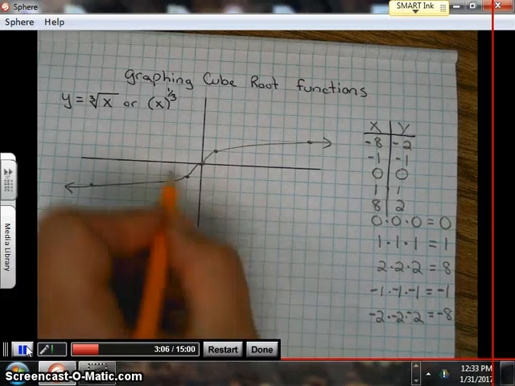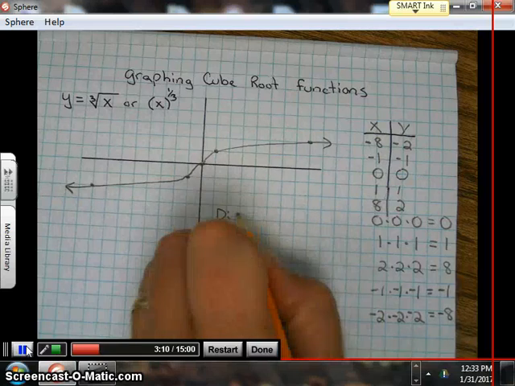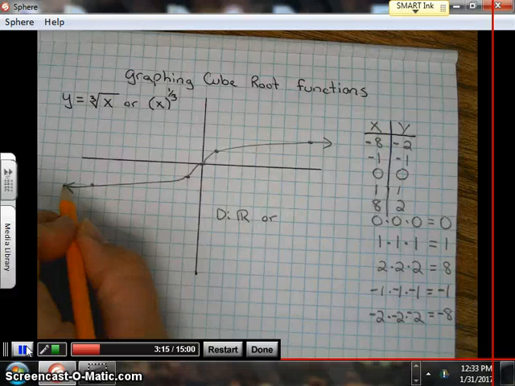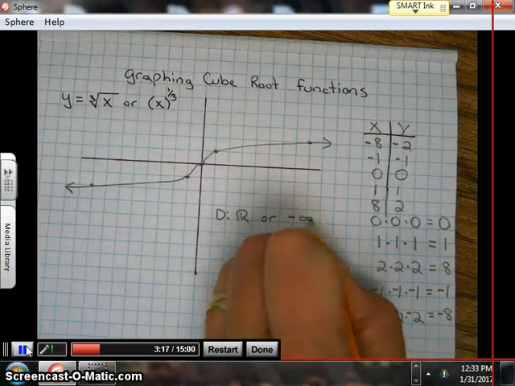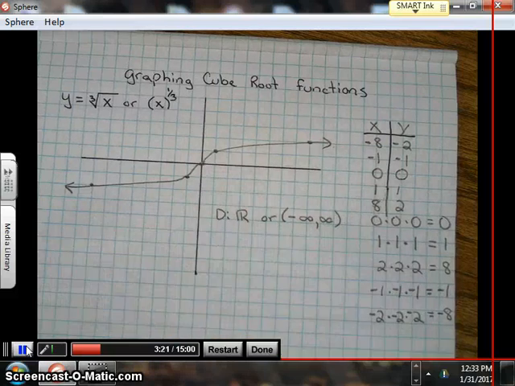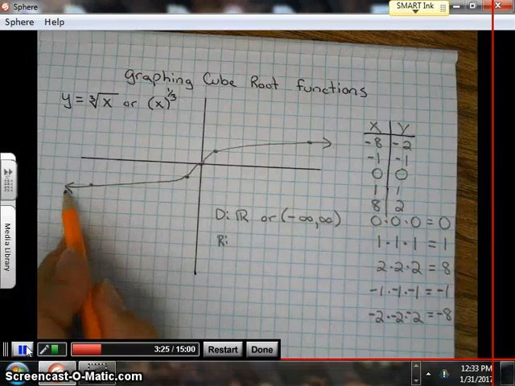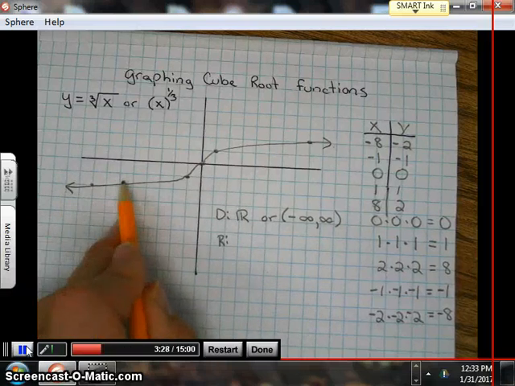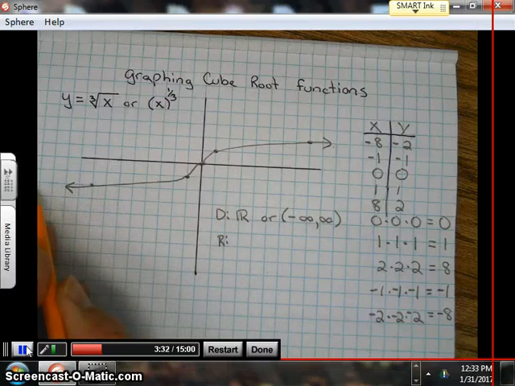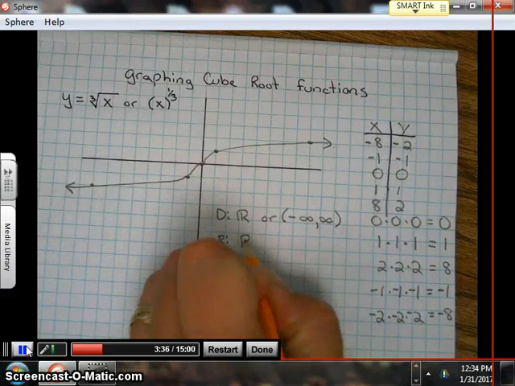So the domain for our cube root function is going to be all real numbers, or from -infinity on the left to +infinity on the right. The range is going to be the same because it's going down infinitely. Even though it looks like it's flattening out, it continues to go down gradually and up infinitely. So all real numbers.